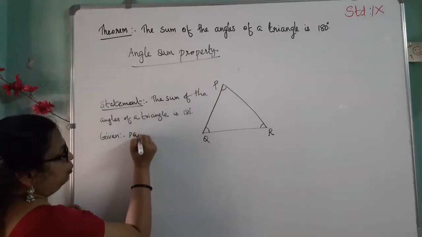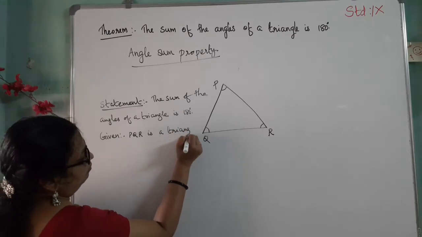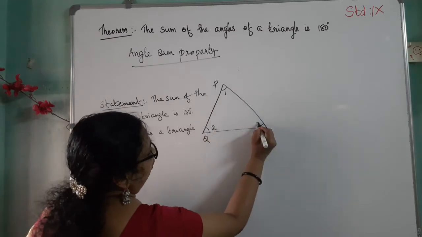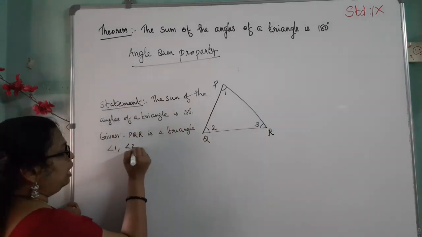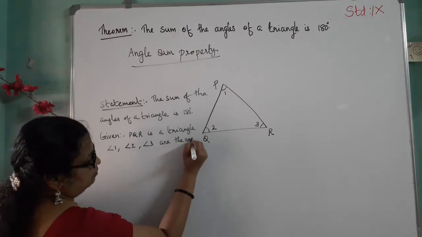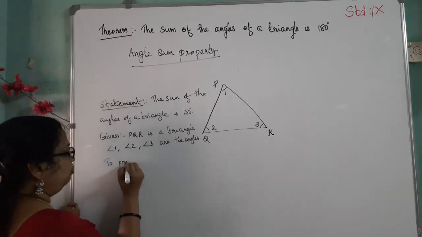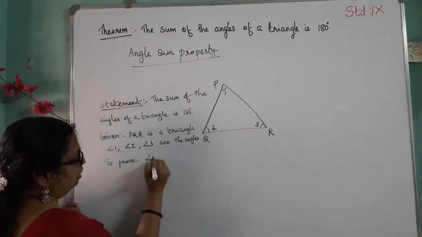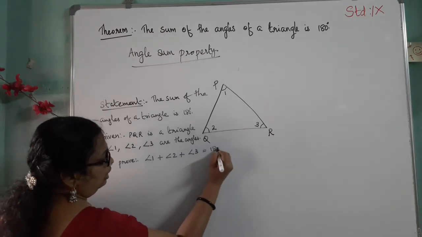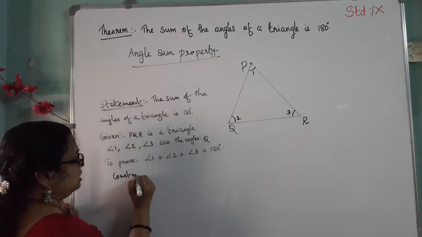Given: PQR is a triangle, and we can name the angles 1, 2, 3. Angle 1, angle 2, angle 3 are the angles. To prove: what we want to prove is angle 1 plus angle 2 plus angle 3 equals 180 degrees. For that we do a construction, which we write.